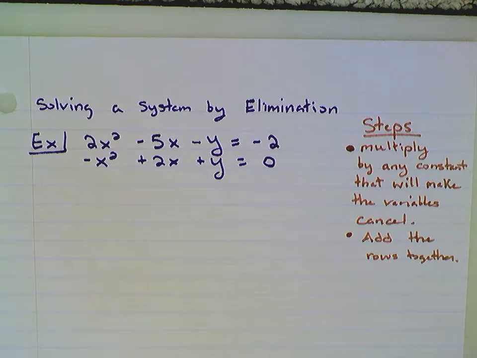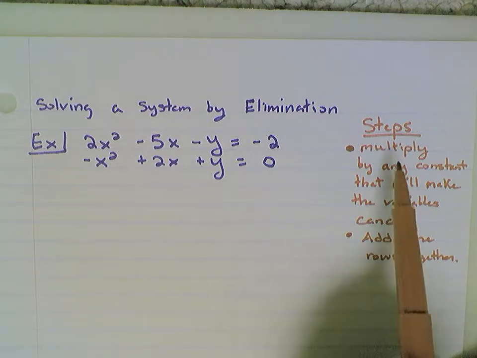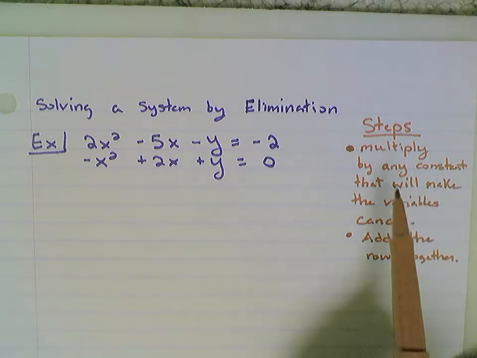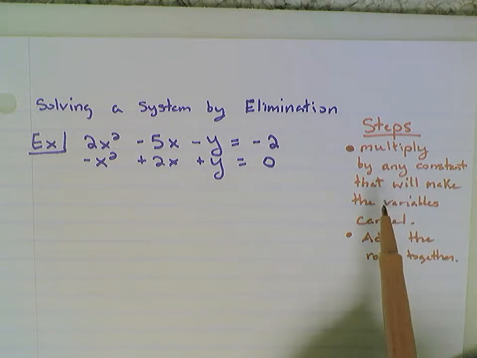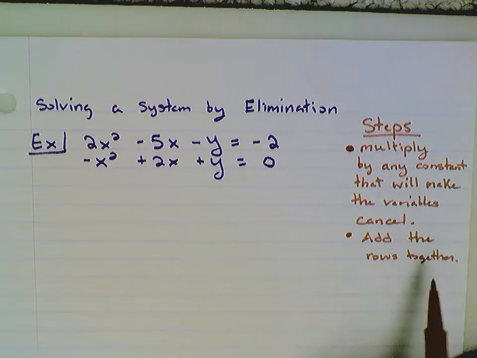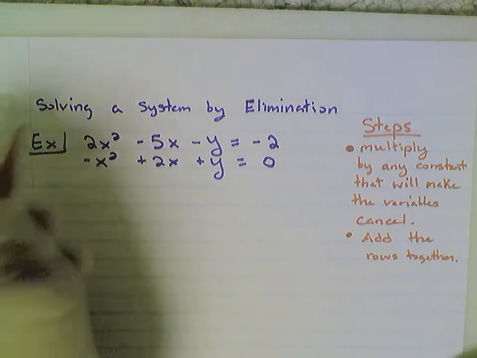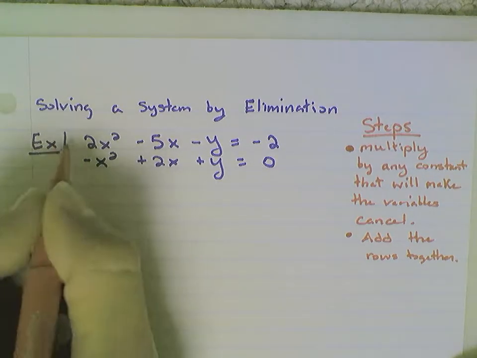Alright, in this video I'm going to look at an example of solving a system by elimination. Normally our steps for solving a system by elimination are to multiply by any constant that will make the variables cancel when added together. And then our second step is to add the rows together, add the equations together. So in example 1 here, I'm given two equations.